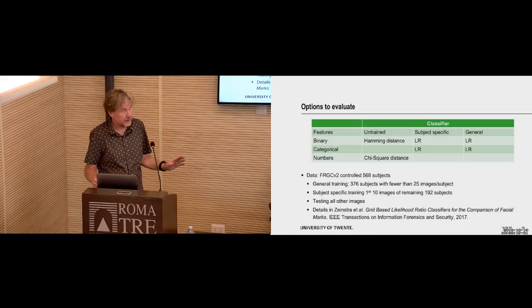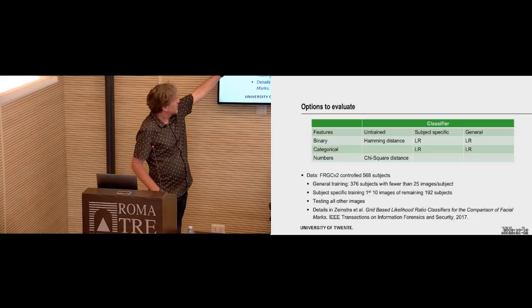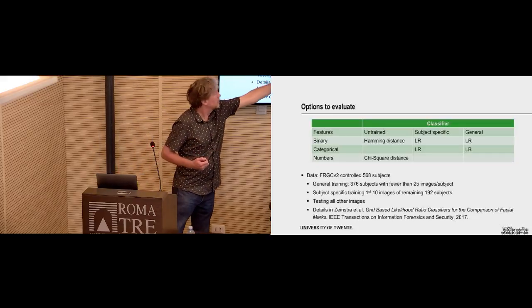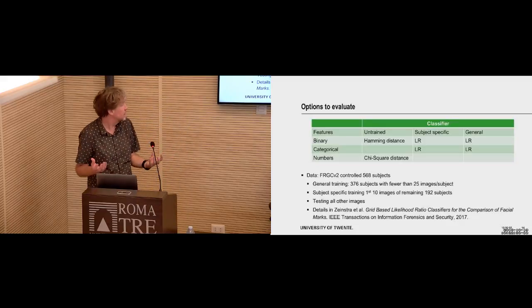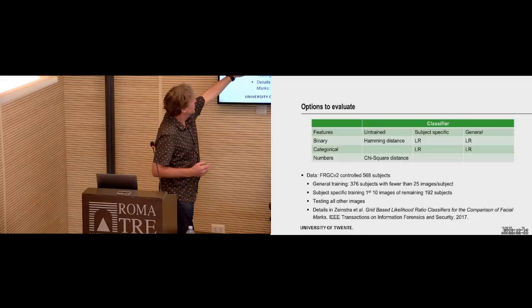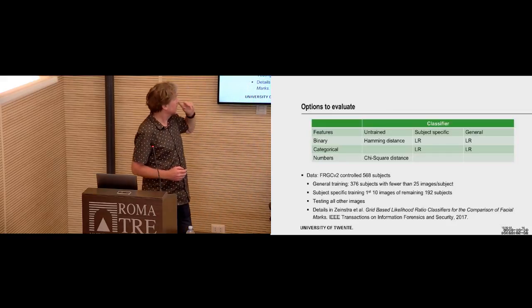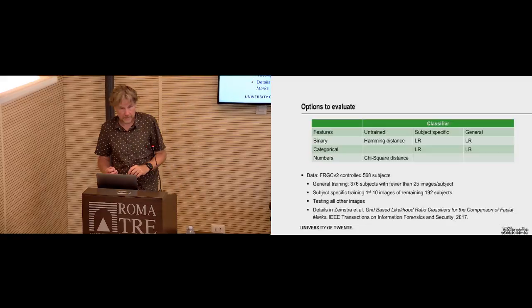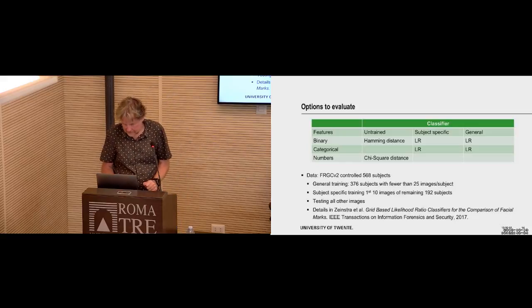We worked on FIGC data, and we had 568 subjects. To split them for the training, we took the subjects with fewer than 25 images per subject, and this was our general training data set. For the subject specific, we took the first 10 images of the remaining 192, and we're testing on all the other images. Details you can find in this publication.